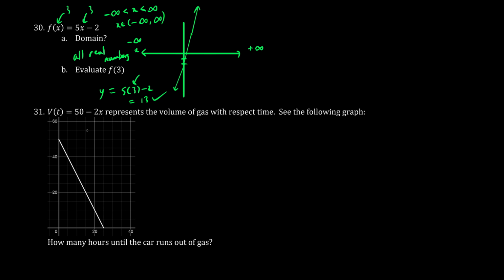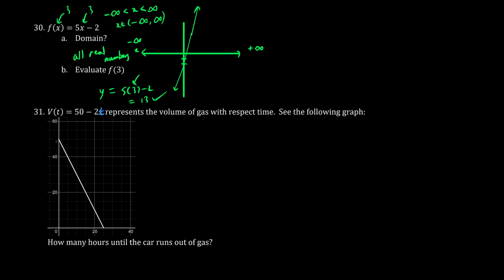Now let's practice interpreting the meaning of this line equation. V(t) = 50 - 2t represents the volume of gas with respect to time. See the following graph. So this is like saying y = 50 - 2x. How many hours until the car runs out of gas?